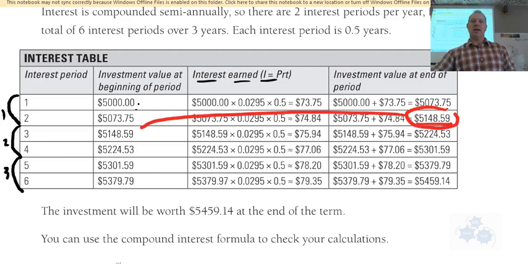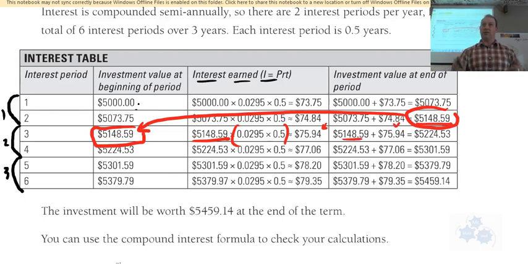At the beginning of the next row, and I do it all over again. Take that money times half of the yearly rate, get my interest, add that interest to what I started with that period, and so on. And you see how this pattern repeats.